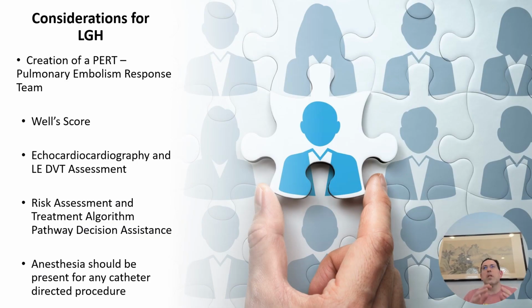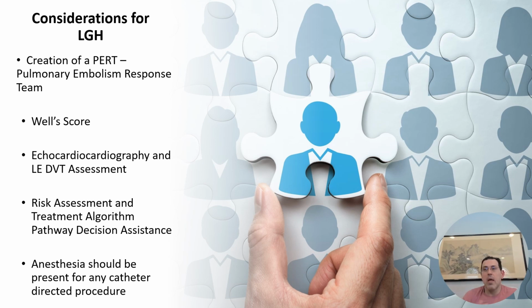Now, again, this particular talk was created for Lawrence General Hospital in Massachusetts, but perhaps maybe this is applicable to you as well. And so it is the consideration for the creation of what's called a PERT, which is a pulmonary embolism response team. And what would be some of the functions of those individuals that would respond to this patient population? Well, it would be assistance with incorporation of the Wells score to determine whether or not you should start anticoagulation at that moment or not. It would be the incorporation of echocardiography for both right ventricular function as well as lower extremity DVT assessment.